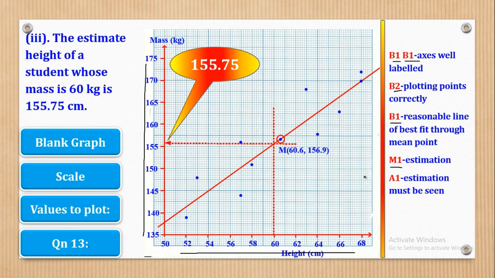Now the M1 is for estimation. For you to draw these dotted lines, you don't just read off and write this. You have to show these dotted lines. So showing these dotted lines, that's how the M1 comes. And this A1 is for you to state the value, but to get that A1, remember, the estimation line must be seen. So you don't just use your eyes to find this value. You have to use your ruler to draw those 2 dotted lines. So before I give you this mark, I have to first look and see if these lines are there.